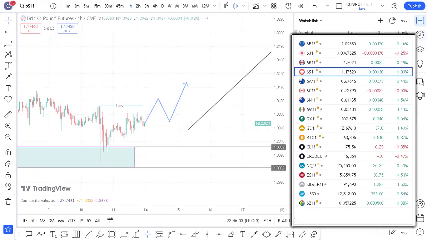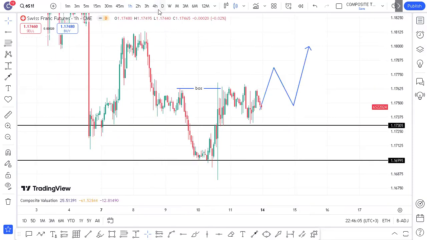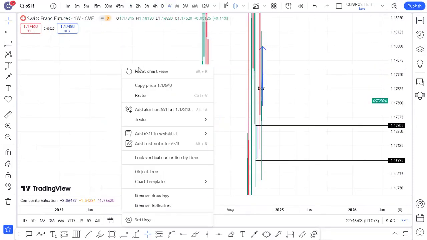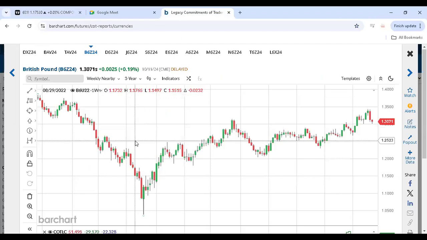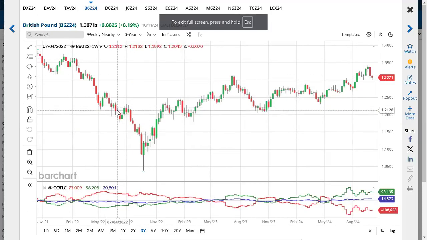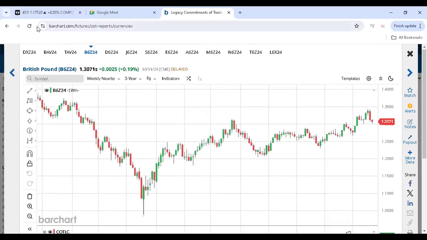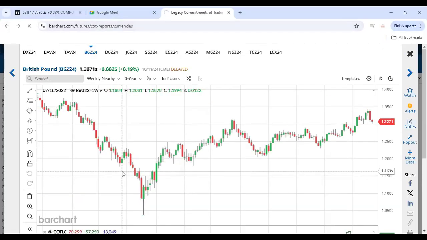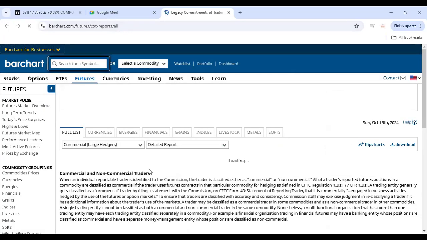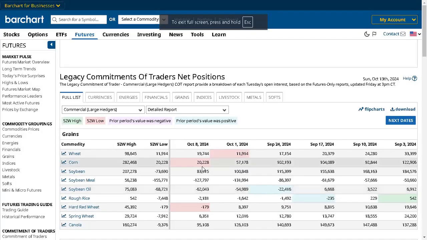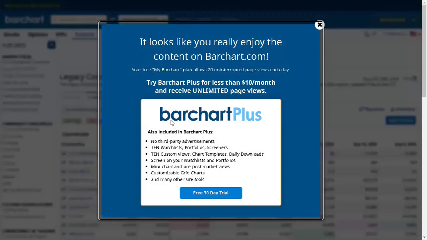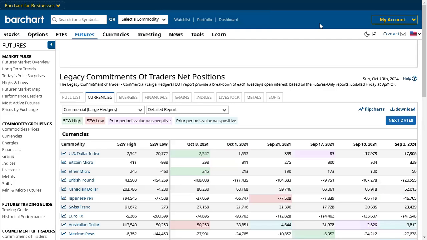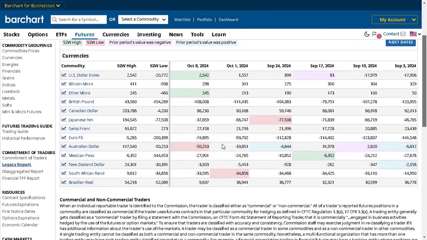The other pair you can look at is the CHF, the Swiss franc. Now, when you go to a weekly time frame, the Swiss franc, let's see first what commercials are doing. Okay. Now, Swiss franc. Let's look at the Swiss franc. Okay. My interest is to look at the Swiss franc here.